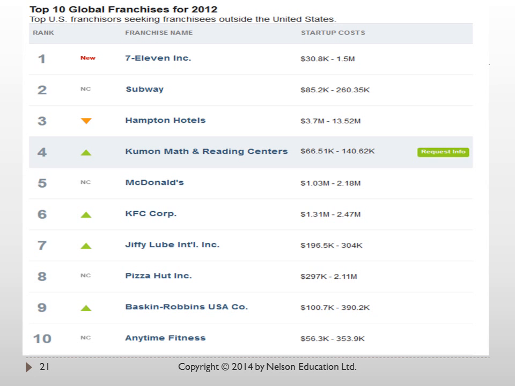This slide just shows some of the top U.S. franchisors that were looking to expand throughout 2012, and some of the startup costs involved. In Canada, Subway over the last few years has been one of, if not the, fastest growing franchises in Canada. Important to take a look at the startup costs.